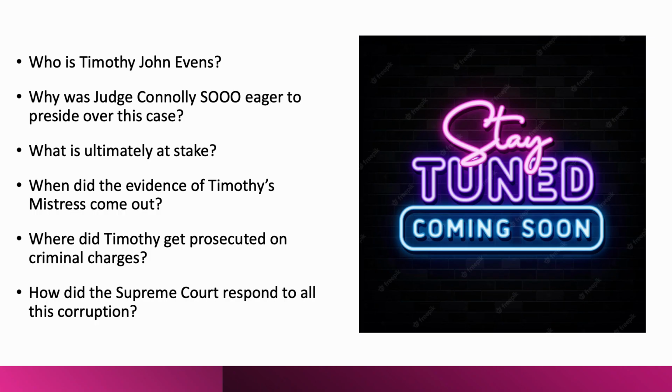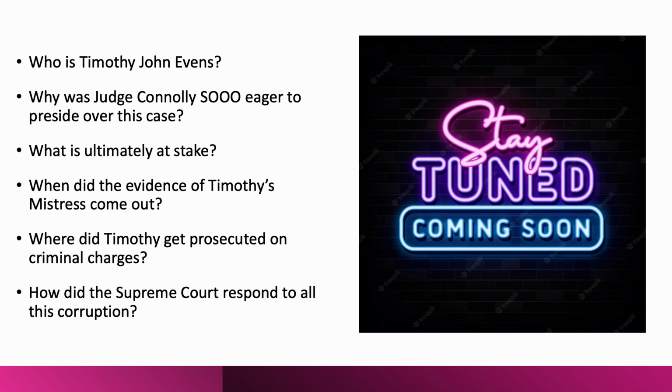So stay tuned. In future episodes, remember I told you that in episode 4 this gets really juicy. We're going to answer some questions. Who is Timothy John Evans? Why was Judge Connolly so eager to preside over this case? What's ultimately at stake in DIV 18-41, that a judge would extend his neck and go against the legislature? So black and white. Was he bribed? How much money did he make?